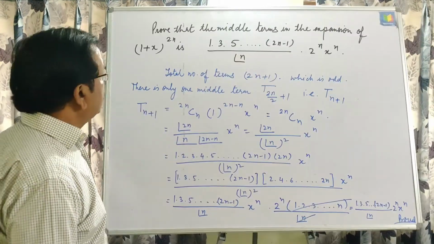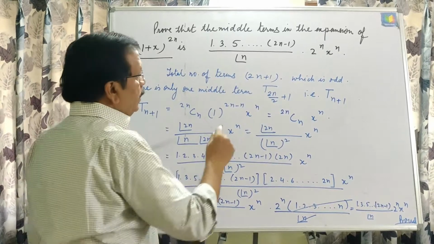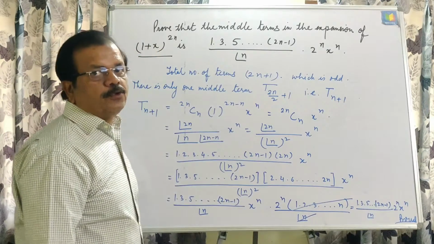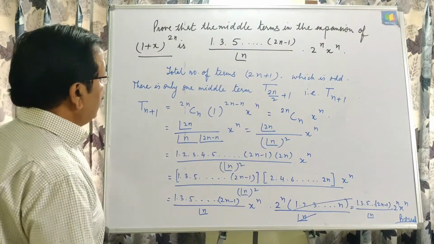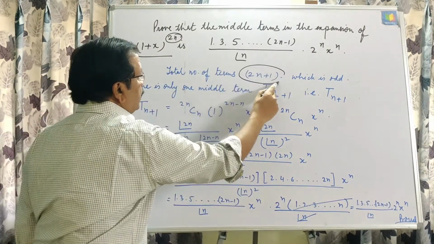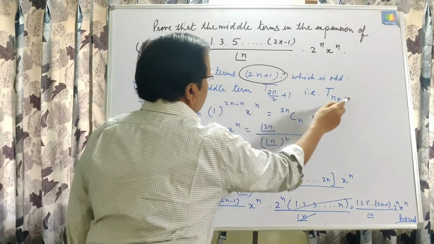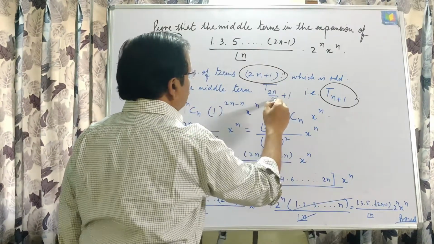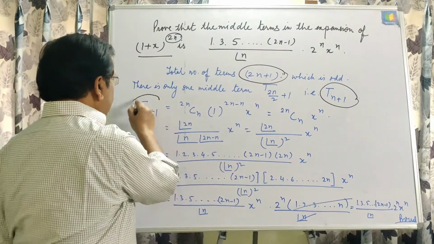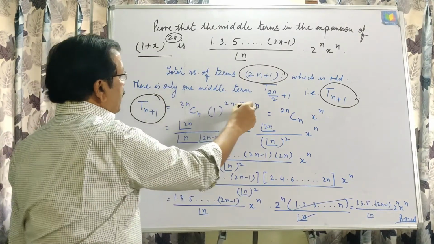This is a very important question. Prove that the middle term in the expansion of (1 + x)^(2n) is equal to 1·3·5···(2n−1)/n! · 2^n x^n. Now here the power is 2n, so the total number of terms is 2n plus 1, which is odd. And we know the middle term will be T(n+1), because T(2n/2 + 1); there will be only one middle term in case of odd.